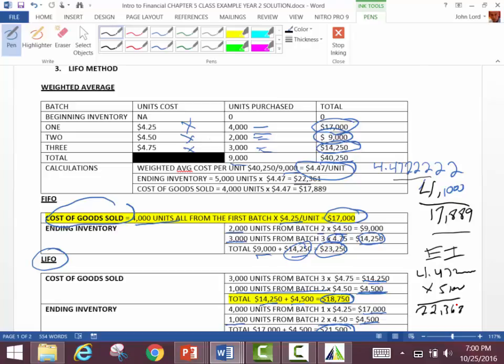All right, so what happens? Once you multiply that times the 5,000, you get some number for ending inventory. Okay, that's weighted average. That's a piece of cake. You just add up the total of everything you have in inventory, divided by the number of units. That gives you a weighted average number. To get the cost of goods sold, you multiply that by the number of units you sold. To get the ending inventory, you multiply that by the number of units in ending inventory.